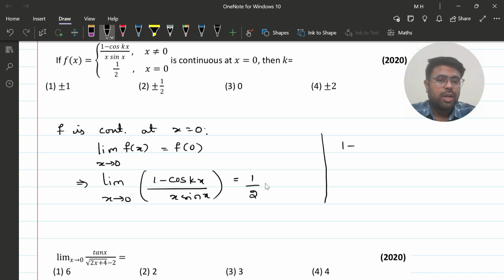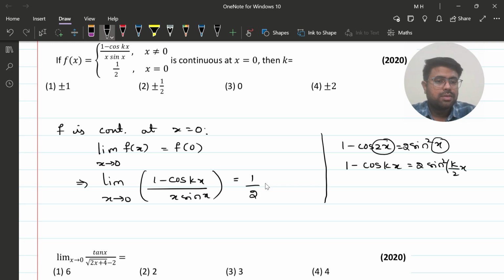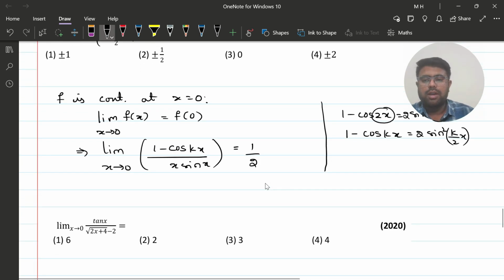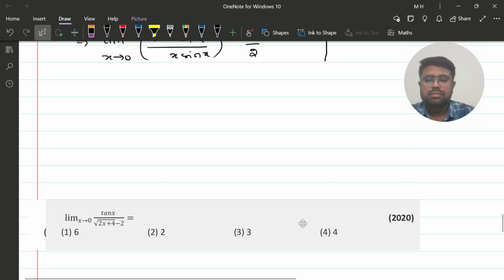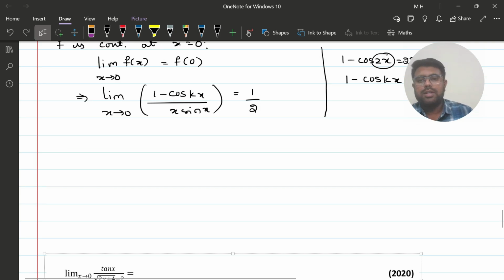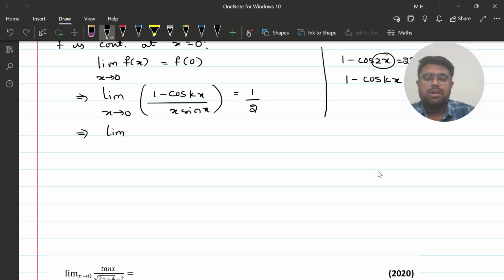Okay, we know that 1 minus cos 2x is 2 sine square x, right? So whatever angle you have here, it is going to be the half of it. So therefore, what I can do is 1 minus cos kx can be written as 2 sine square k by 2x, right? I hope you are understanding what I am doing.